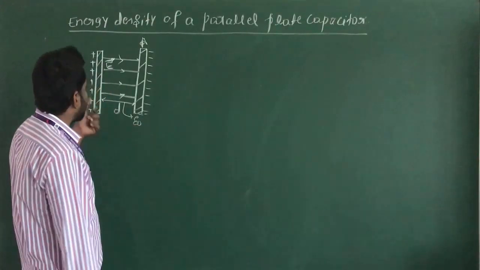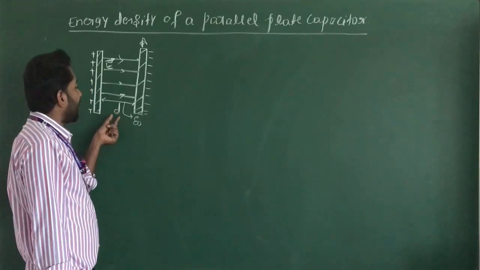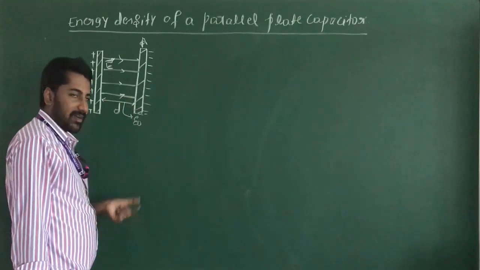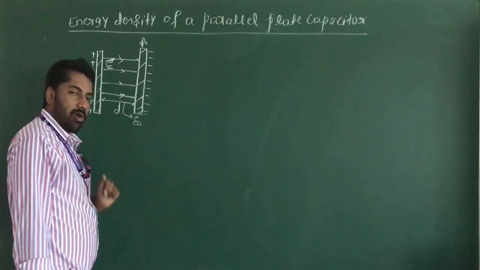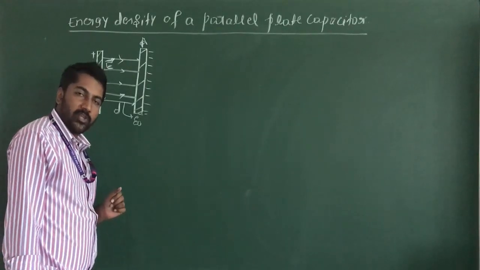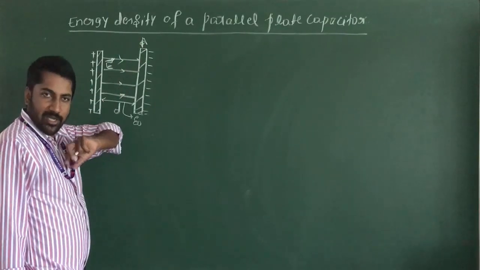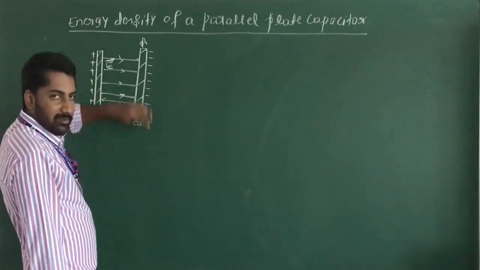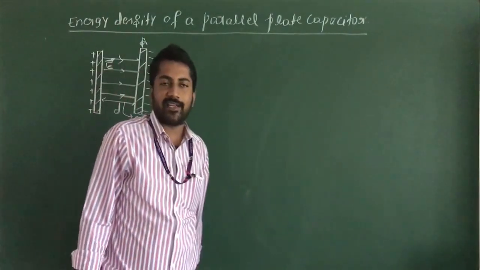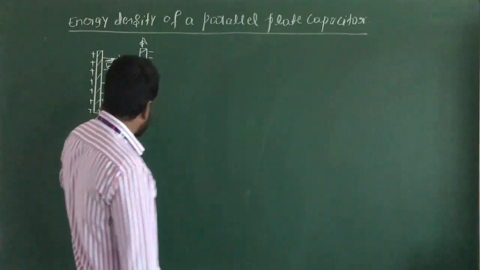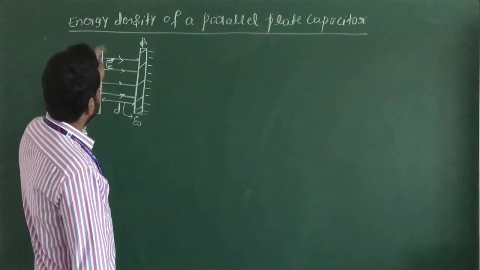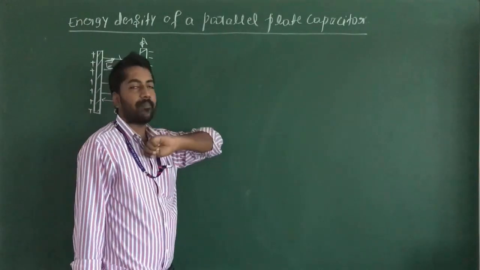C is the capacitance of a capacitor. d is the distance between the two plates. Epsilon naught is the permittivity of free space. Q is the charge on each plate. A is the area of each plate. Already we have studied all these concepts in previous classes, energy stored in a capacitor. But in this class, we will study the energy density of a parallel plate capacitor.